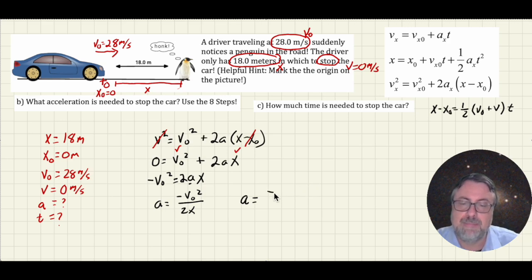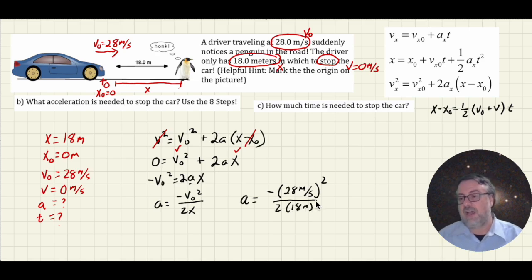So this will be minus 28 meters per second, squared, divided by 2 times 18 meters. I'll let the viewer put the numbers into the calculator to find the final answer. But I note that this is a negative acceleration. And that actually makes sense.